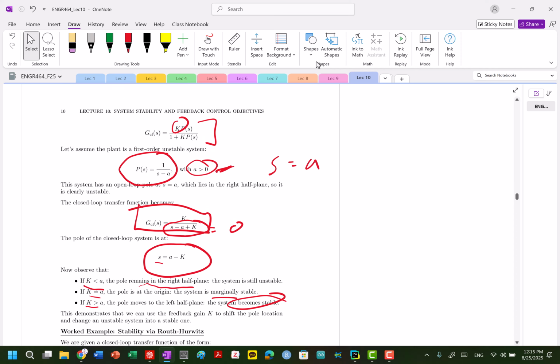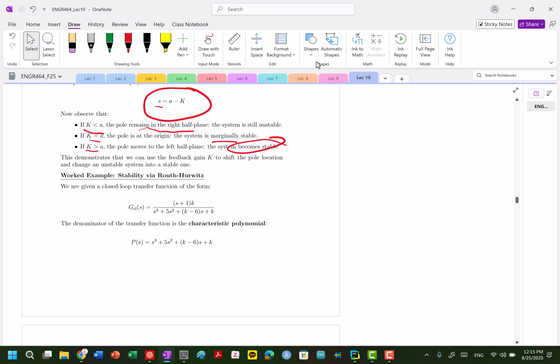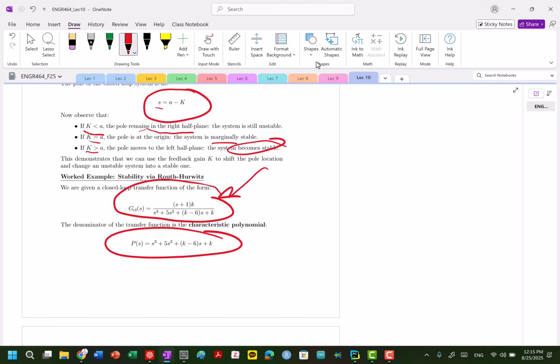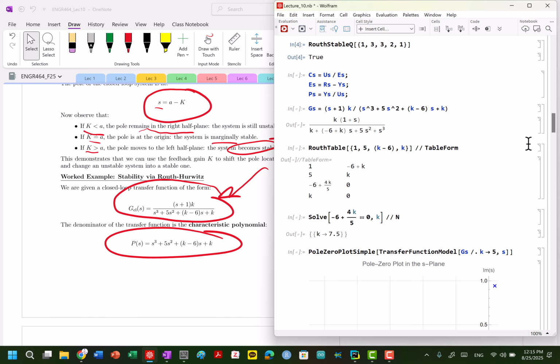This is nice, but this is a first-order plant function. How do we go through something a little bit more complicated? What about if you were given this plant function, or actually, these are the poles of your system. Let's look at this transfer function, and I'm going to pull up Mathematica here. How can we determine if this system is stable?